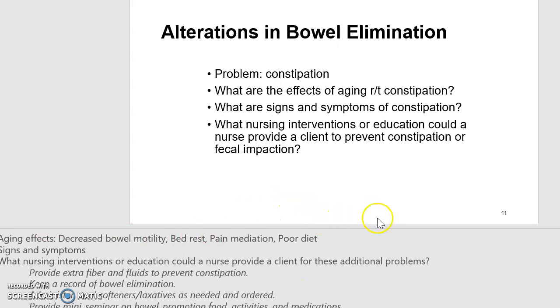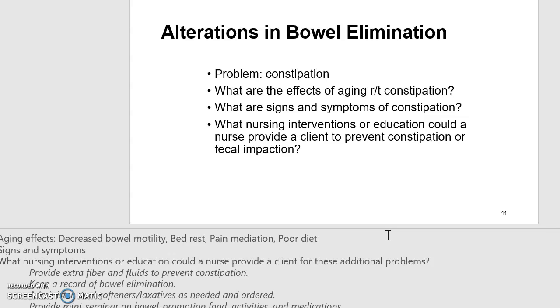The next topic is alterations in bowel elimination. So, a common problem in people who are aging is constipation, and again, it's part of that slowing of the metabolism and loss of muscle tone. We see that as an effect of aging. What are the signs and symptoms of constipation? What nursing interventions or education could a nurse provide to help prevent constipation or fecal impaction?